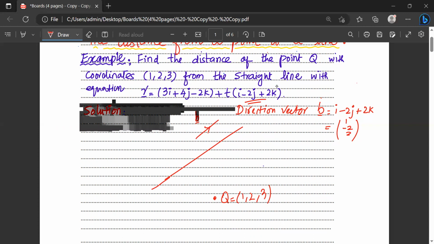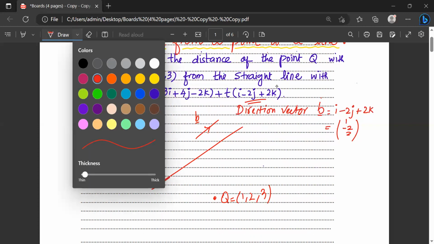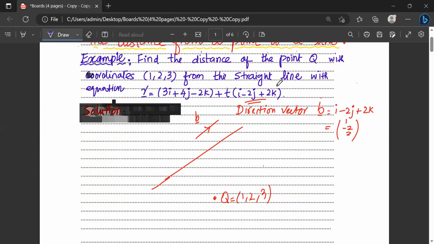Now, the distance of the point from the line means the shortest distance of Q from the line. For the shortest distance, I must draw a line, this dotted line, which is perpendicular. So this is the shortest distance of the point, and this angle is 90 degrees. If we find the foot of the perpendicular, then you can apply the distance formula to obtain the distance of the point Q from the line.